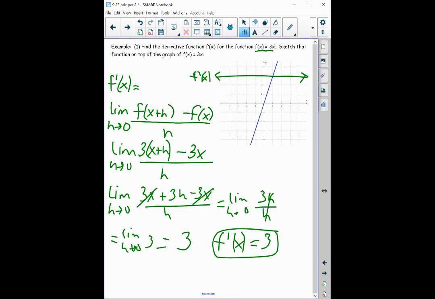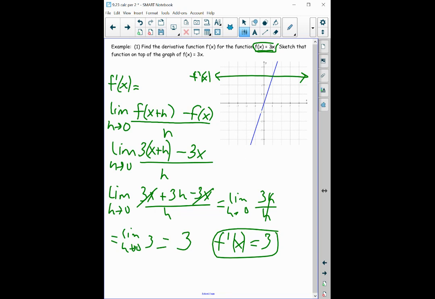Now let's talk about why the derivative function is a constant of 3. Let's investigate our regular function f of x, which is the blue line graphed here. That is a linear function. What do you know about linear functions? Well, linear functions have constant rates of change. They have a constant slope. Every point along this line has the same slope. That's the definition of a linear function. It has a constant slope.